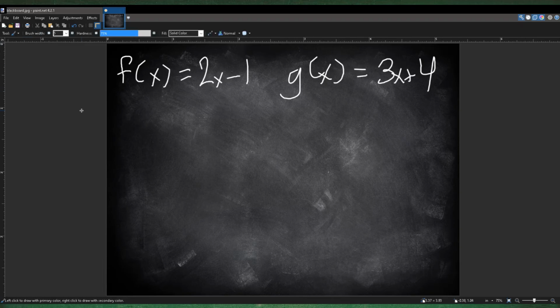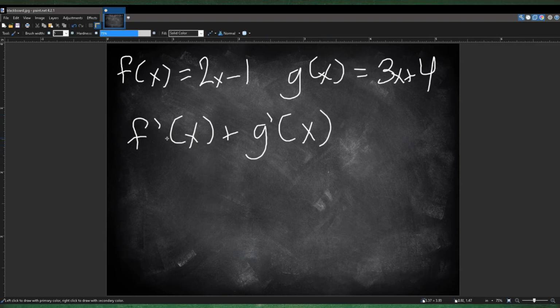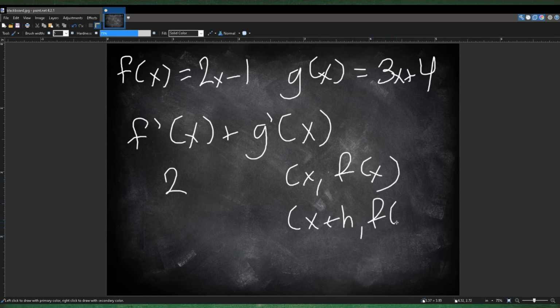Okay. So if we have the derivative of f plus the derivative of g, right? Our derivative of f is 2. Our derivative of g of x, we could do that again. So we have x and f of x, and we have x plus h and f of x plus h, right? This is the general idea that always works for derivatives.